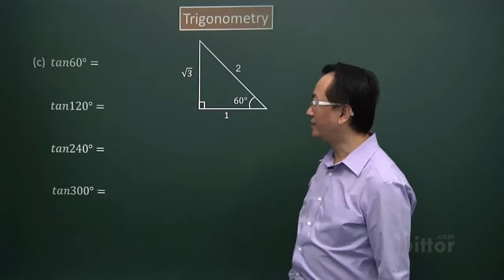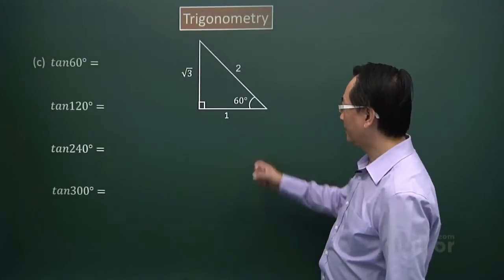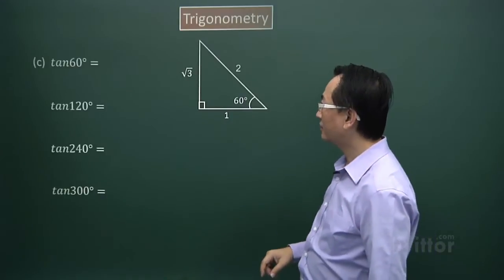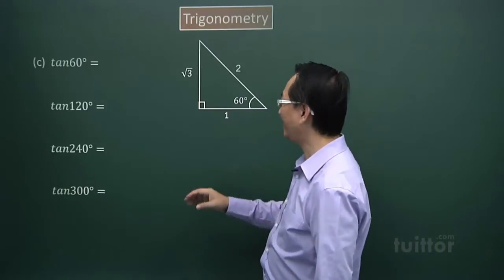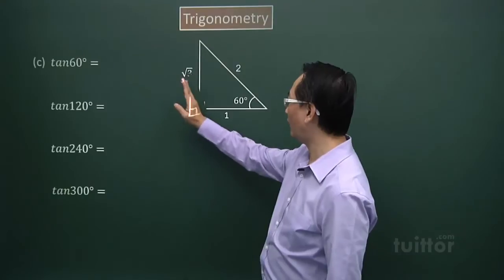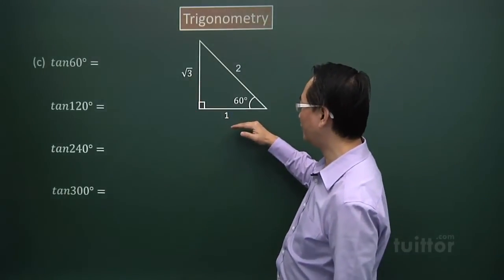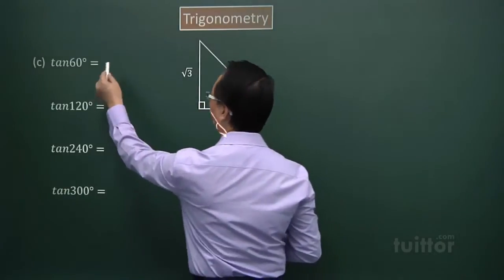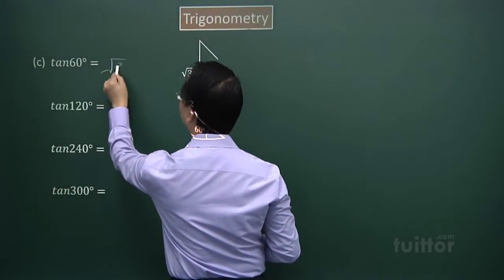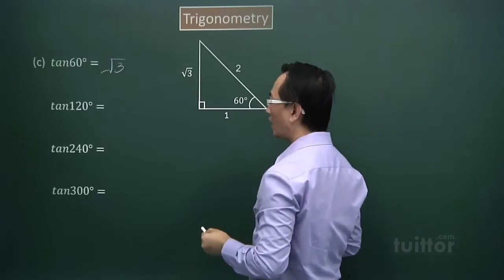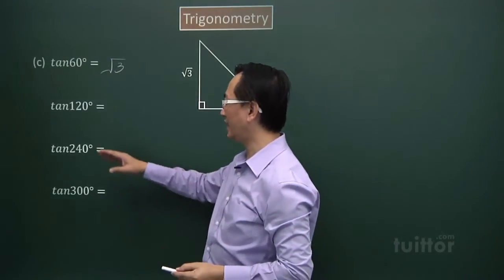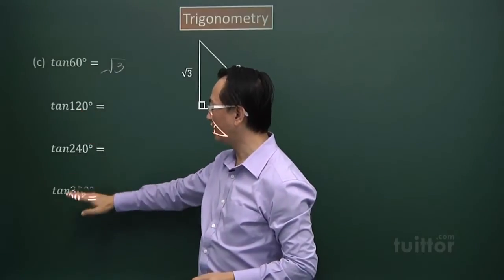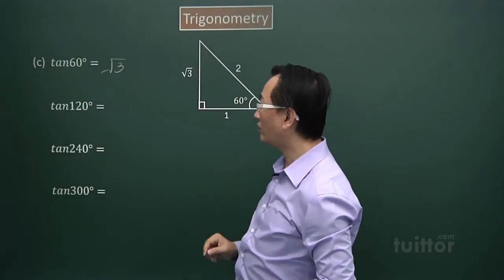Now we are looking at 60 degrees for tangent. For tangent 60, we take the opposite over the adjacent. In this case, it will be square root 3 over 1. So the value is just square root 3. We know also the absolute value for these 3 would be square root 3.